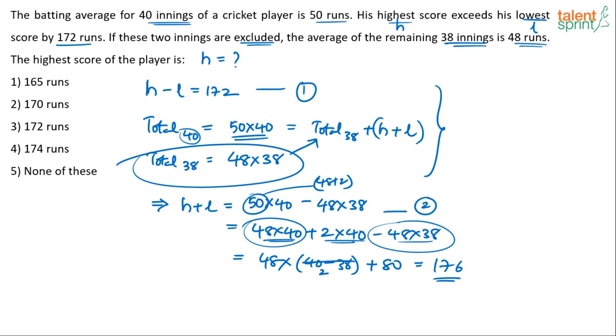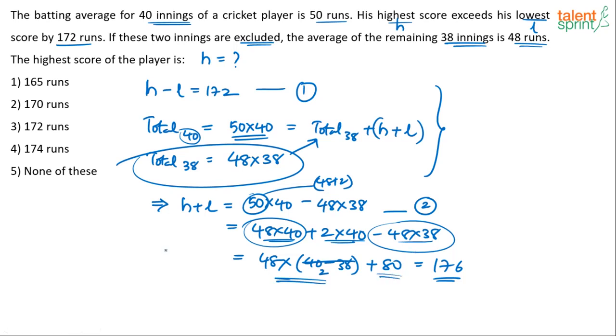You should be able to mentally do this, right? If I am writing the exam, I would assume this is 48 plus 2. So 48 into 40 minus 48 into 38. So I know that is 48 into 2, 96. Plus the remaining is what? 2 into 40. 2 into 40 is 80. 80 and 96 is 176.